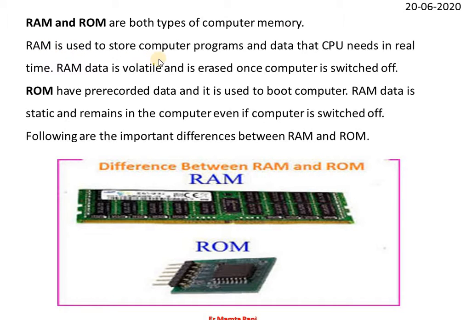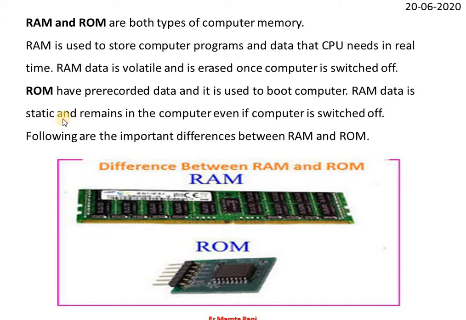RAM is used to store computer programs and data that the CPU needs in real time. RAM data is volatile and is erased once the computer is switched off. So when we switch off the PC or computer, the data will be erased from RAM, that is random access memory. ROM has pre-recorded data and it is used to boot the computer.